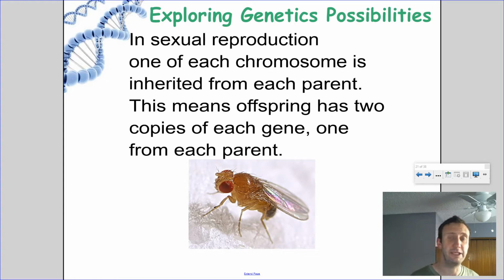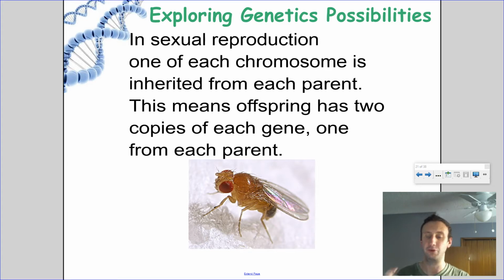So, to begin with the notes here, exploring genetic possibilities in sexual reproduction: one of each chromosome is inherited from each parent. This means offspring have two copies of each gene, one from each parent. So essentially you'll get one copy of, let's say, chromosome 3 from your mom and one copy of chromosome 3 from your dad. Both of those chromosomes have the same genes, but a different version of those genes. Okay, so different alleles, or the same alleles, but they can be different.